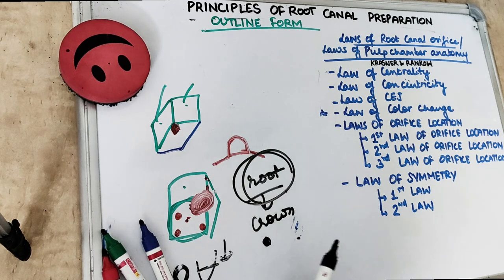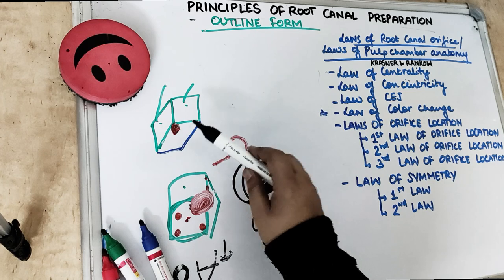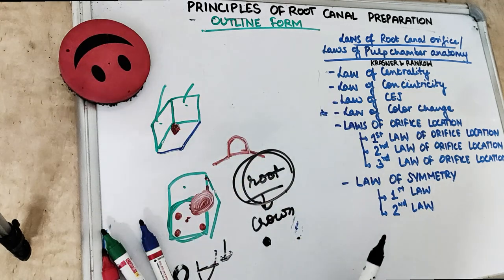The orifice of the root canal is located at the junction of the wall and the floor, at the junction of these angles, not somewhere on the floor, but at the junction of the axial wall as well as the pulpal floor.